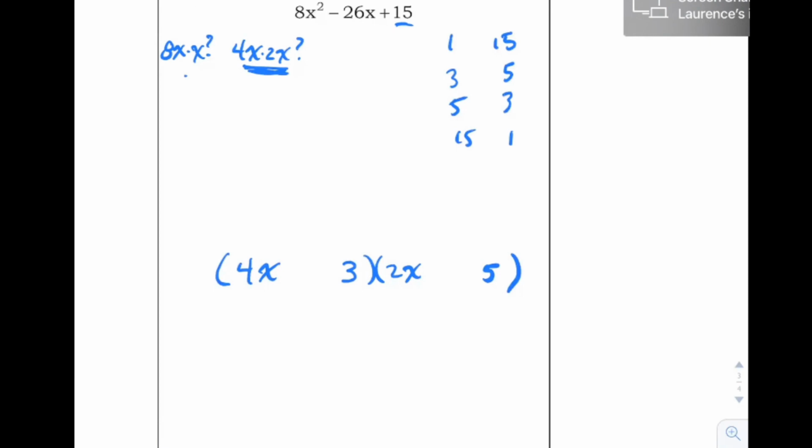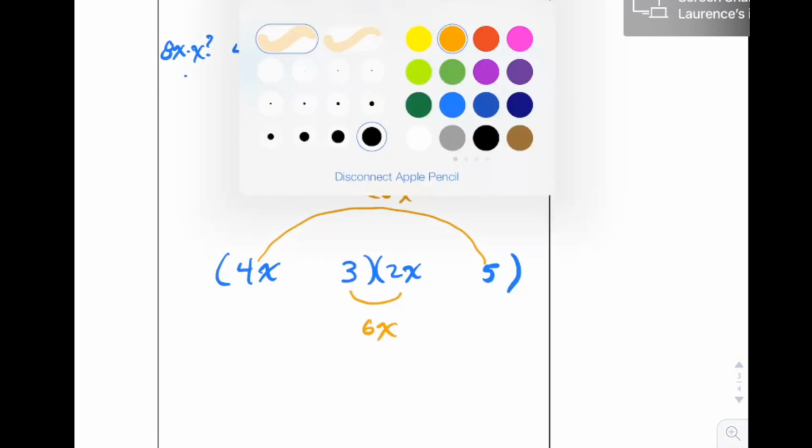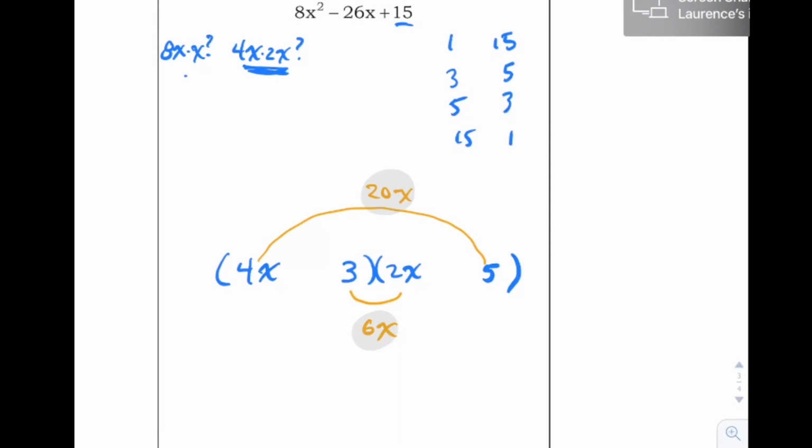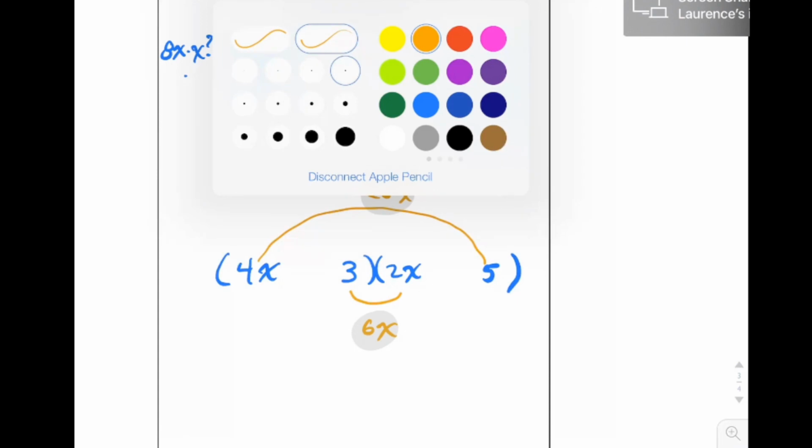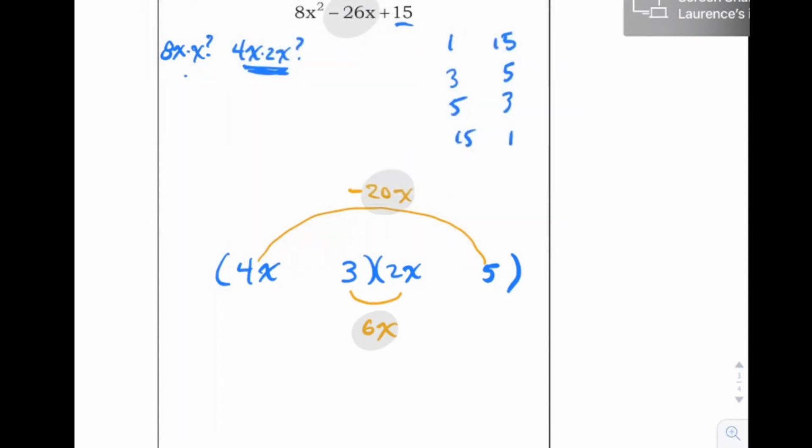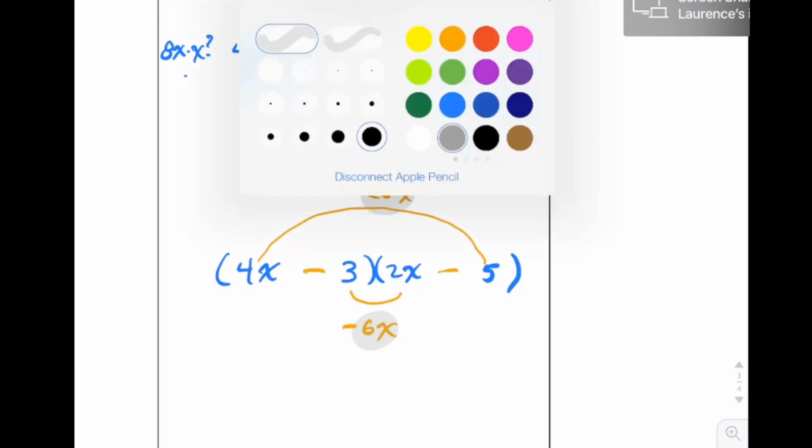But notice this is going to work really well. A 4x times a 5 is a 20x on the outside, and a 3 times 2 is a 6x on the inside. Notice I got a 20 and a 6, and it's going to be pretty easy to make a negative 26 out of that. Again, it's always by adding, but in this case I'm going to add a negative 20 and a negative 6. Negative 20x plus negative 6x gives me the negative 26x that I want. Since these both have to come out negative, these both have to be negative, and we'll just double check real quick.